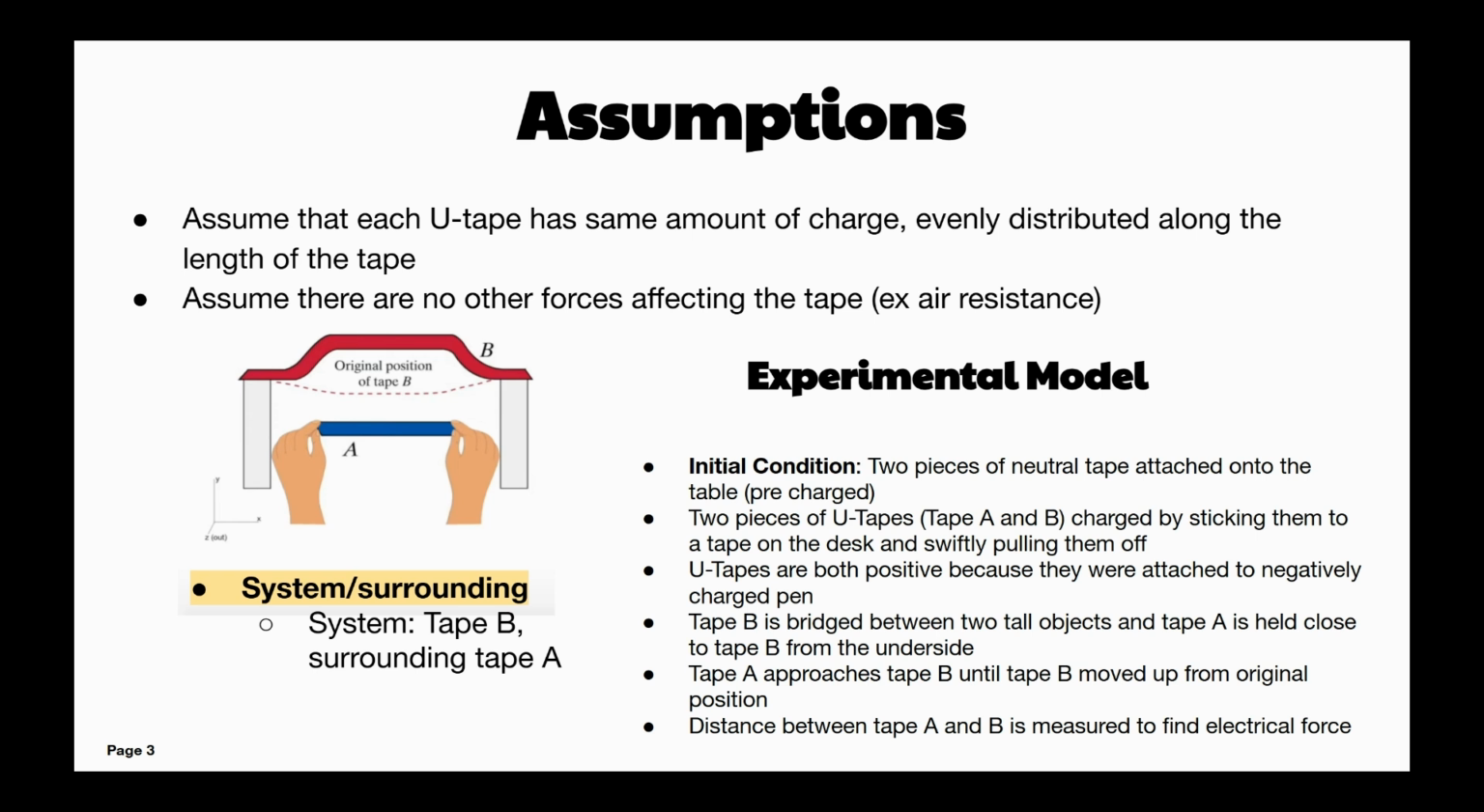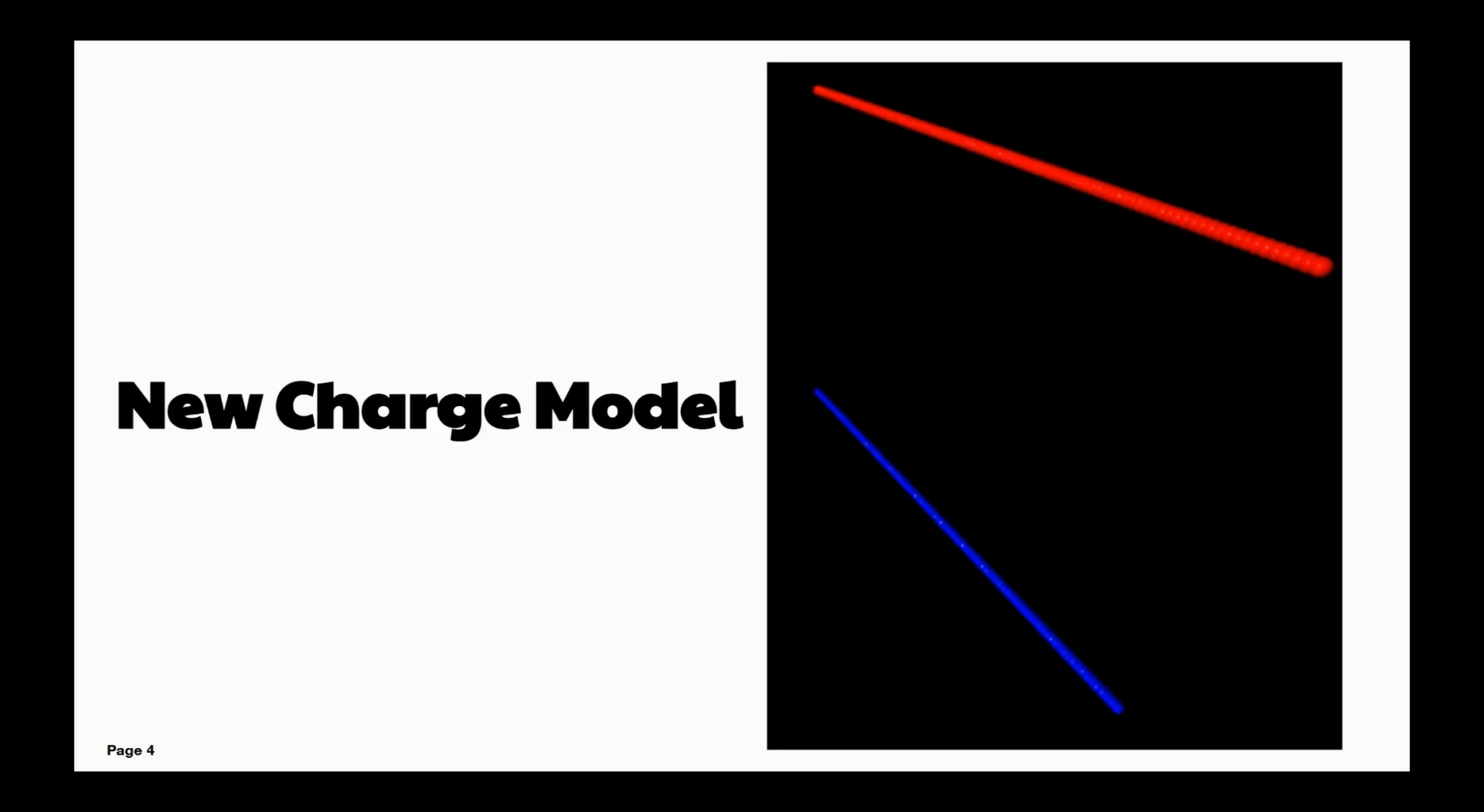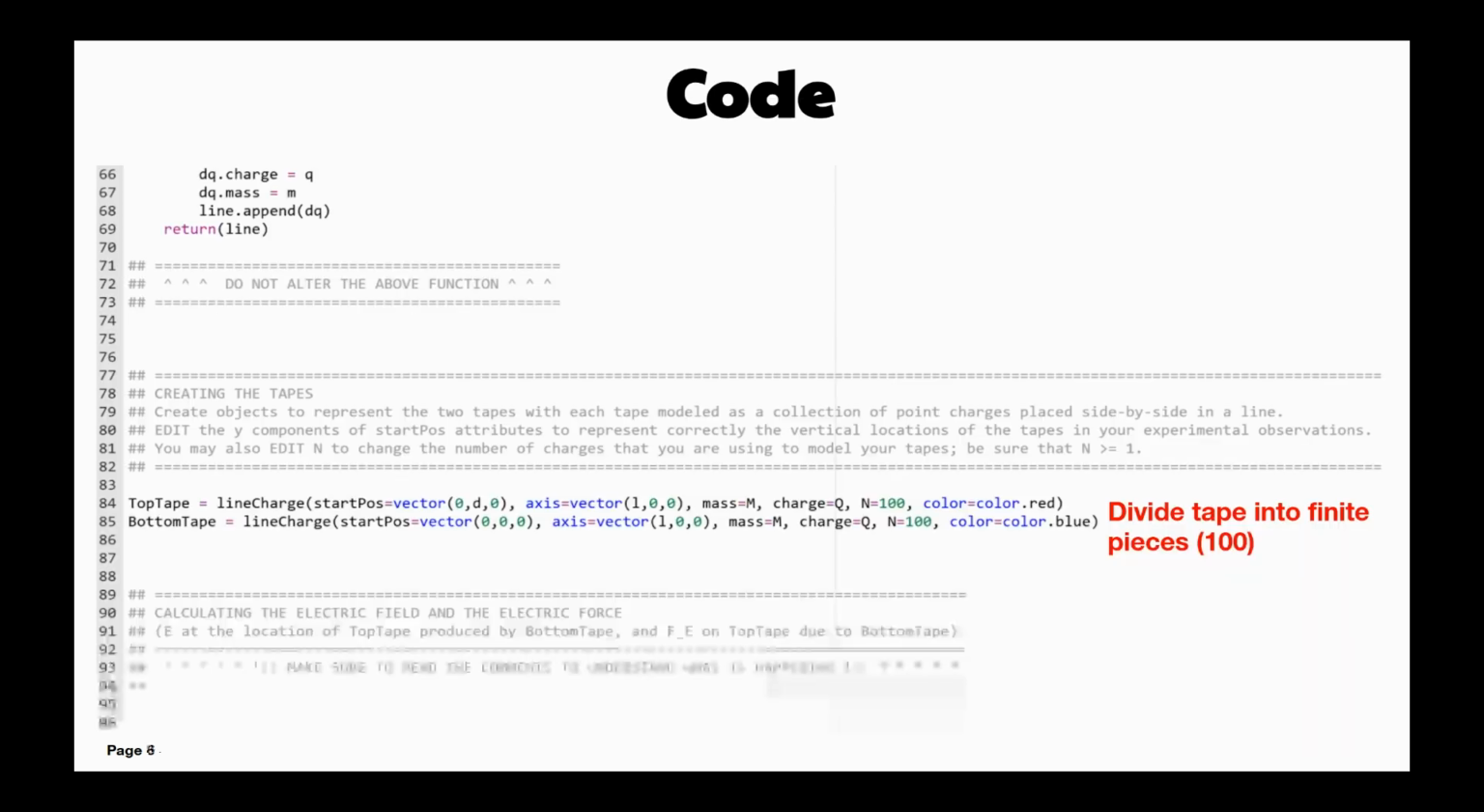Tape B is bridged between the two tall objects, and tape A is held close to tape B from the other side. Tape A approaches tape B until tape B moves up from the original position shown by the model, and the distance between tape A and tape B is measured to find the electrical force. So here's the new charge model. As you can see, this time the tape is represented by a line of multiple charges.